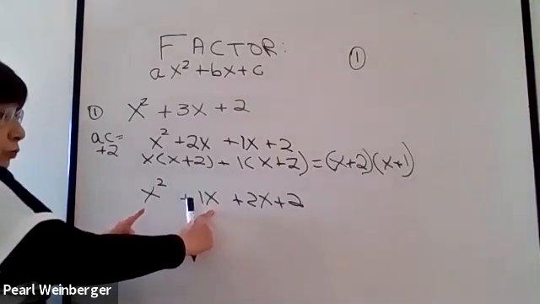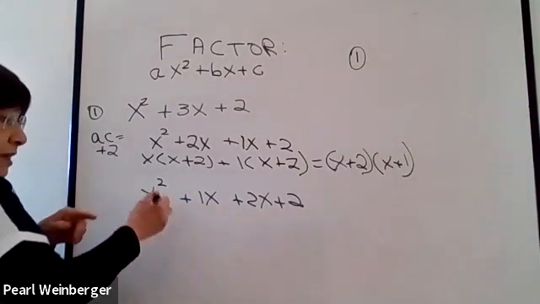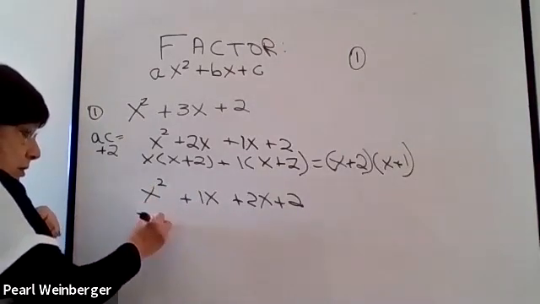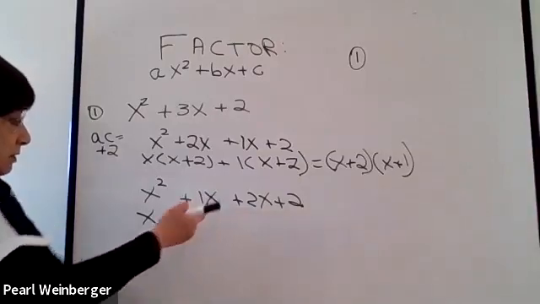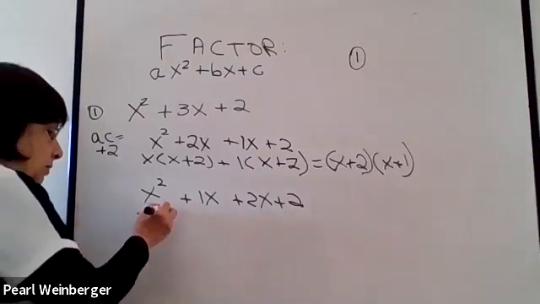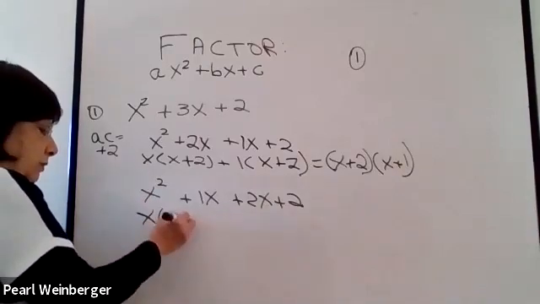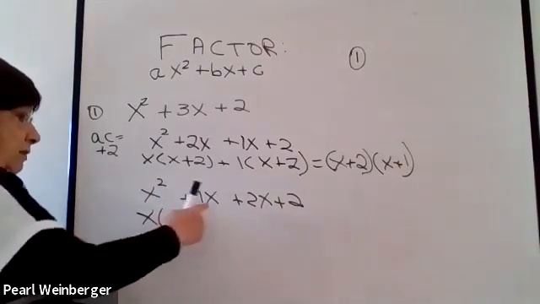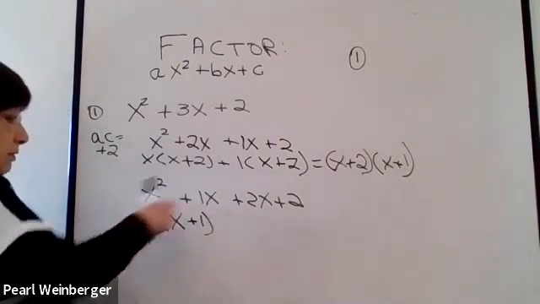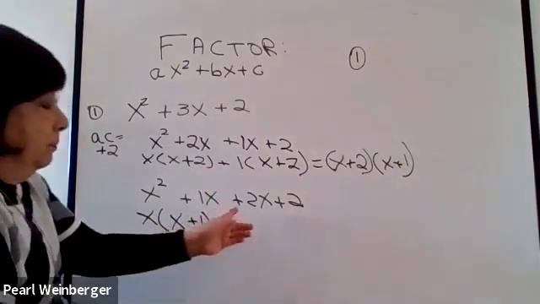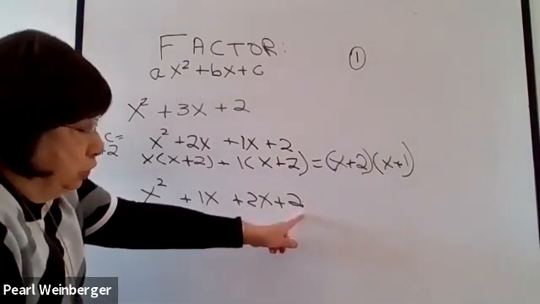In your first group, the only common factor you have is x, correct? Because this has an x squared and this is an x. There's no number, it's just x. So I put the x on the outside, x into x squared gives me x. x into 1x leaves me 1. The x cancels out.